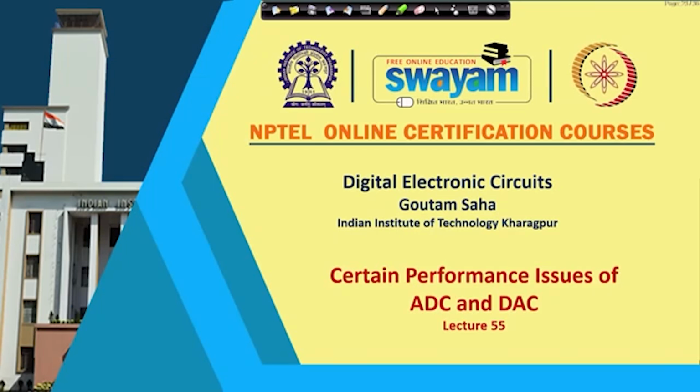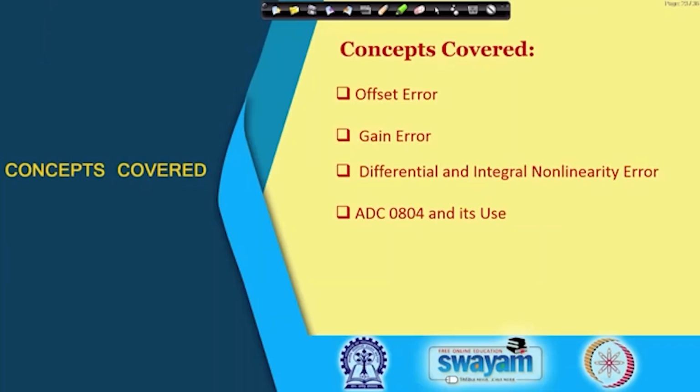Everybody, in this class we shall discuss certain performance issues which have some common element for both ADC and DAC, and this is in the form of offset error, gain error, differential and integral nonlinearity error. These are the terms that we shall get familiarized with, and we shall see how it matters for ADC and DAC operation. And also we shall look at one IC, analog to digital converter IC 0804, and how it is used. So, that also we shall see in this particular lecture.